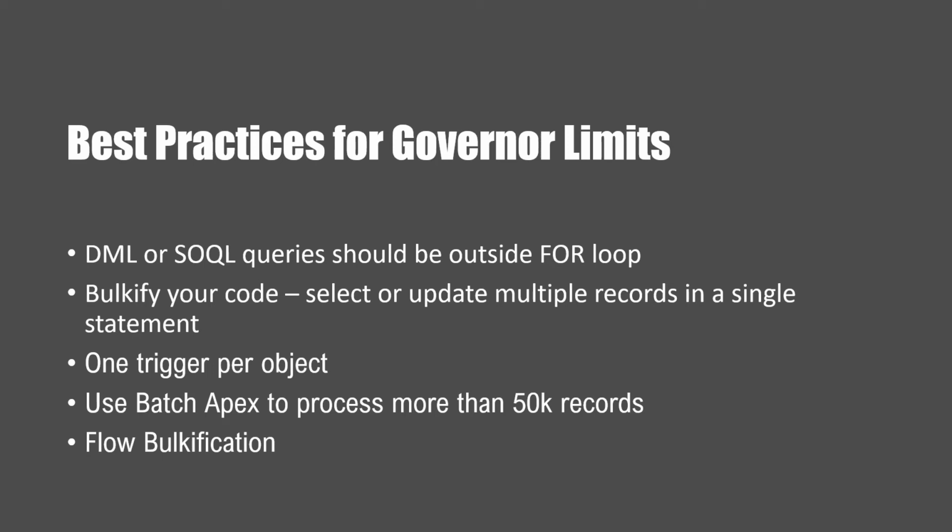Use batch Apex to process more than 50,000 records. So for querying large data sets, the total number of records that can be returned by SOQL queries in a request is 50,000. If returning a large set of queries causes you to exceed your heap limit, then a SOQL query for loop must be used instead. It can process multiple batches of records through the use of internal calls to query.